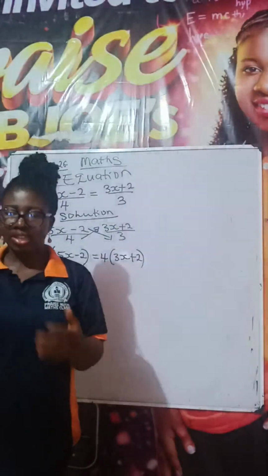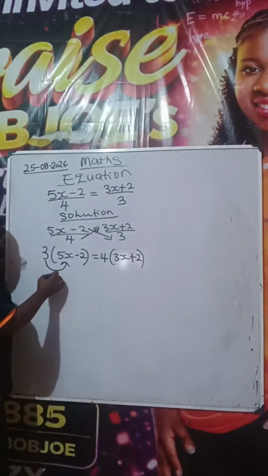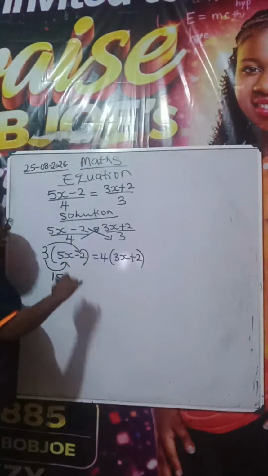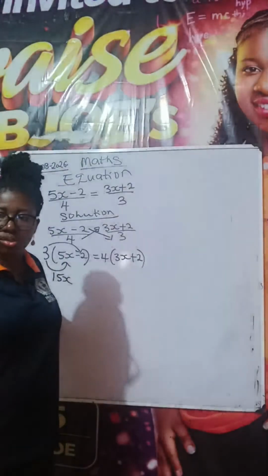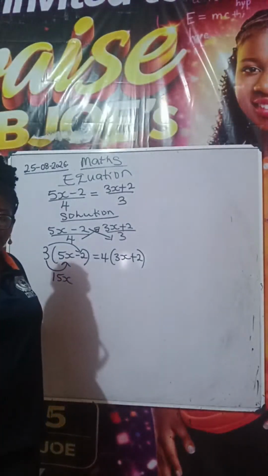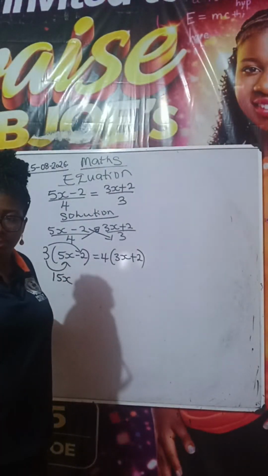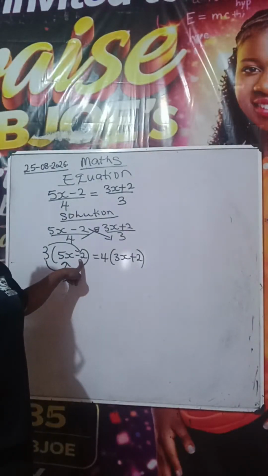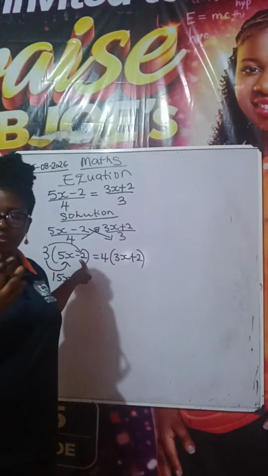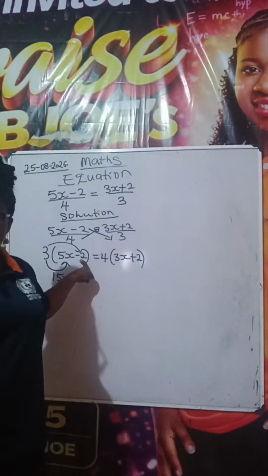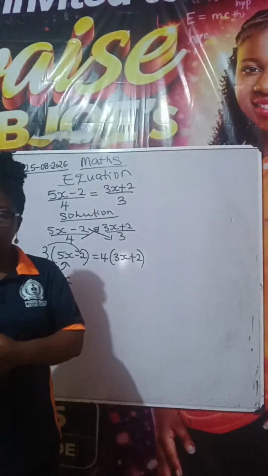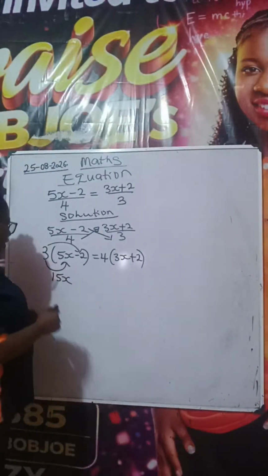So we have 15, correct. So that will give us 15x. Okay. Then 3 times minus 2, what do we have? I want to hear from you. That is why we are slow, okay? I need that communication. Let's see if you guys are following. And that will give us minus 6.